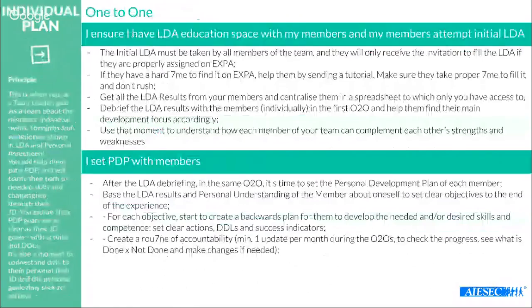Then the one-to-one is to ensure that you have personal space with your members and also to connect the dots for them between their JD and the personal goals that they are seeking to achieve in this organization. As a team lead, this is to gain awareness about a member's individual needs, strengths, weaknesses, and also to get to know their LDA result, things like that. So this is actually the guideline that can be provided to your team leader when you downskill it.